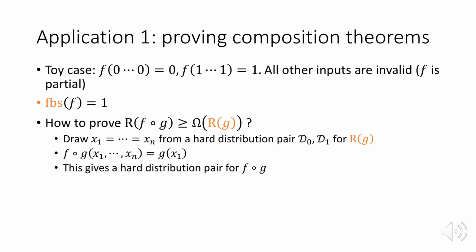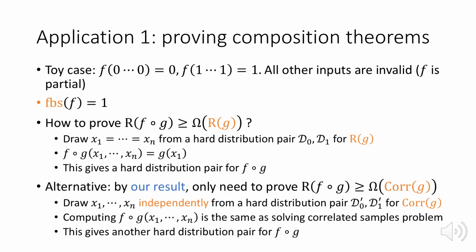But I want to show you another proof which can generalize better when f is more complicated. Since we showed that core of g is the same as R of g, we only need to prove that computing the composed function is as hard as solving the correlated samples problem for g. To show this, we take a hard distribution pair for core of g, which exists by definition because core of g is defined by the hardest distribution.